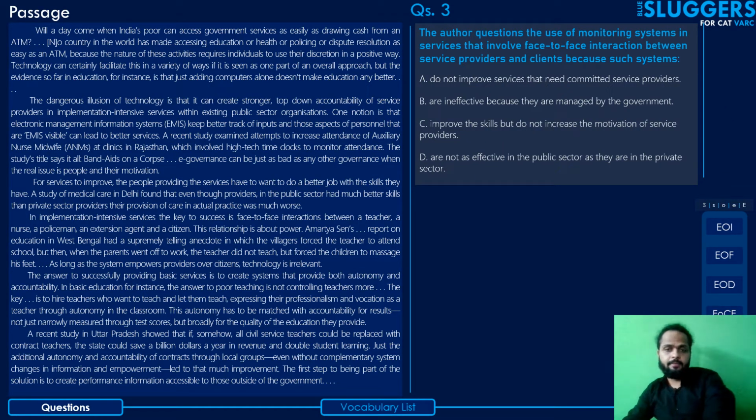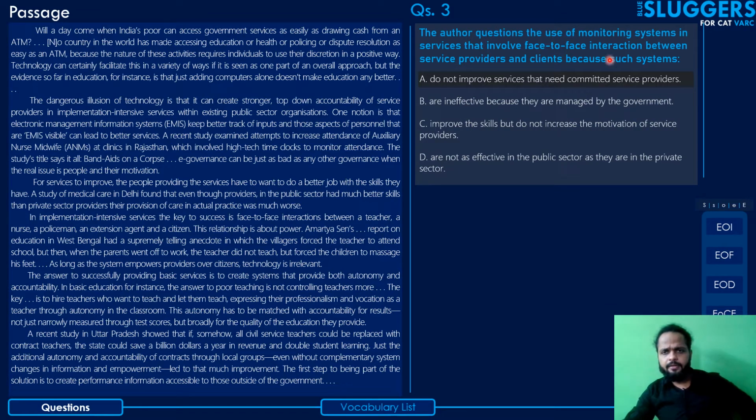Coming to question number 3, the stem of the question says the author questions the use of monitoring systems and services that involve face-to-face interaction between service providers and clients, because such systems, option A, do not improve services that need committed service providers. That seems likely, right? The author's contention has been that deploy as much tech as you want, as long as you don't improve the motivations of the people at the ground level of the service providers, it's not going to change anything, right?